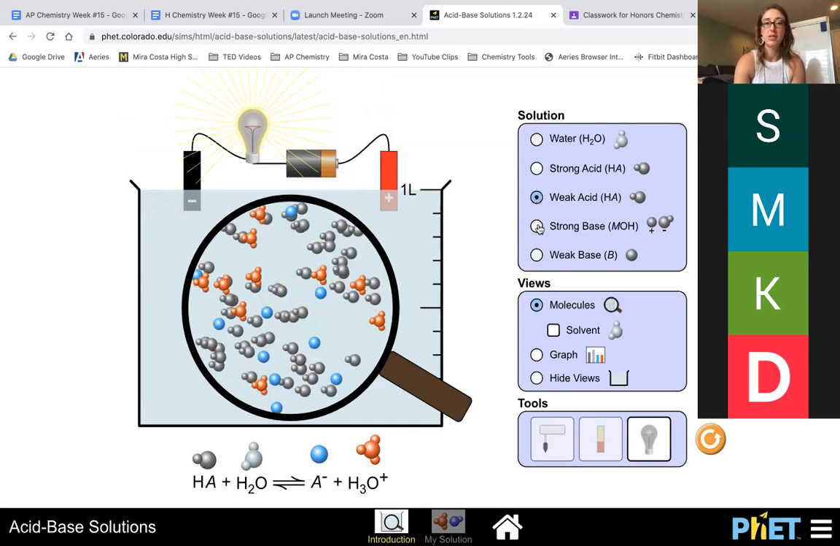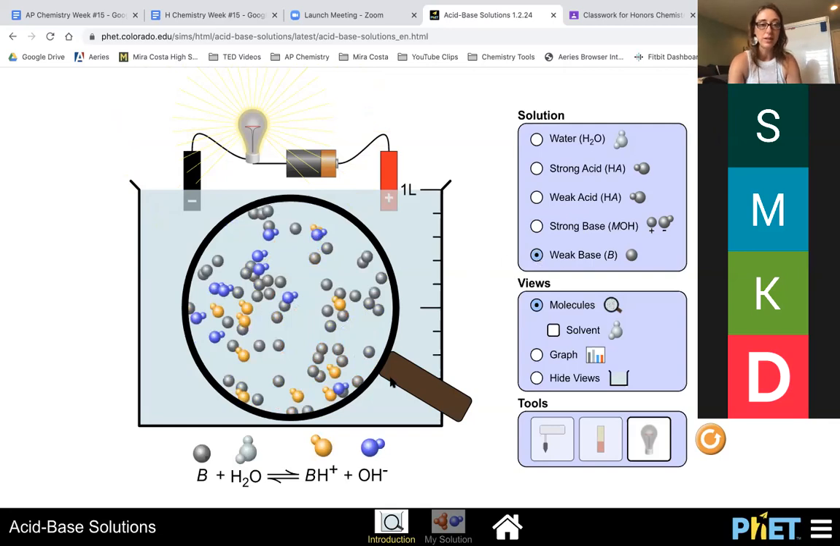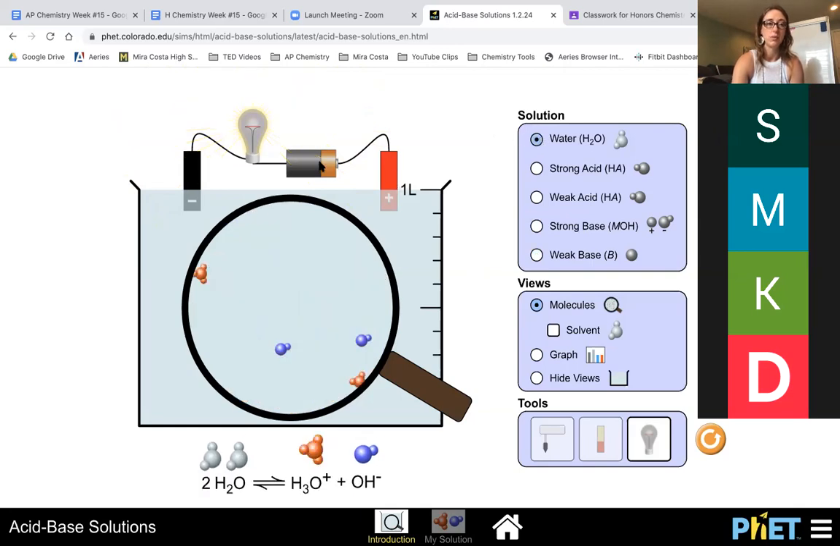And then we can see the strong base is also a strong electrolyte. There's lots and lots of ions floating around in there. As long as there's ions to complete the circuit, as long as there's flowing charges, it'll conduct electricity. And then a weak base has some ions, and so you can see that it is a weak electrolyte. And then water is really, really dim here. You can see that there's almost no ions, and therefore it doesn't light very much at all.